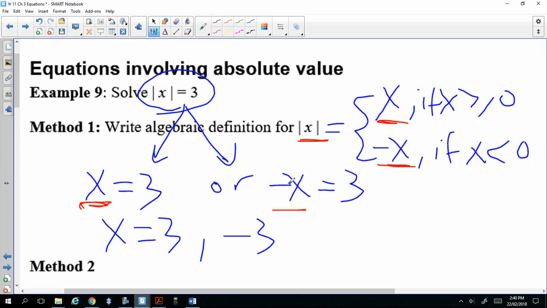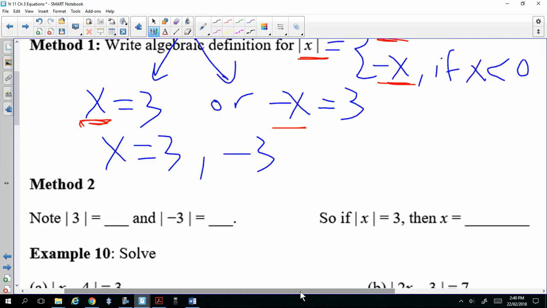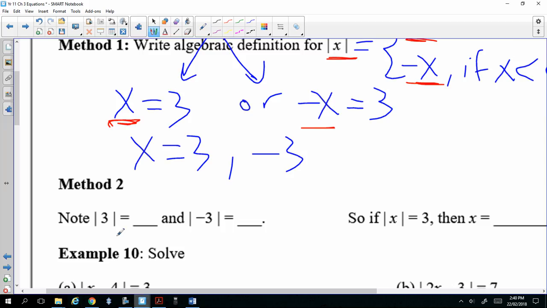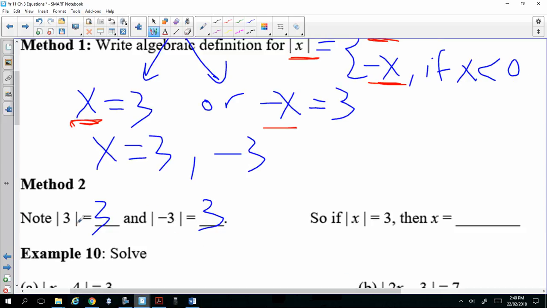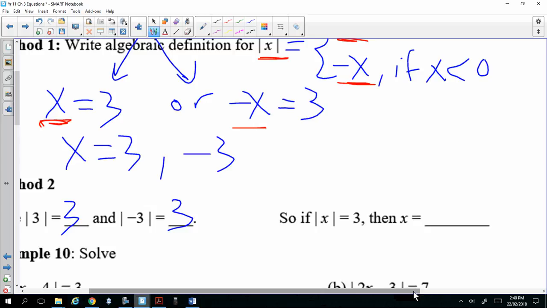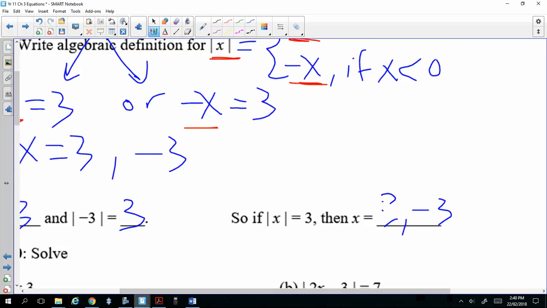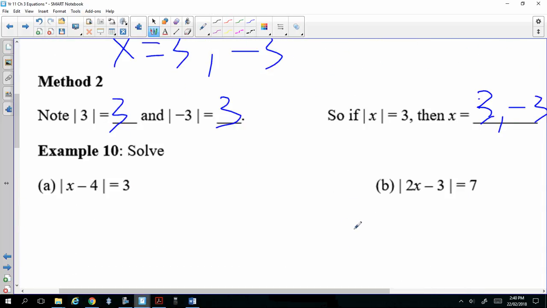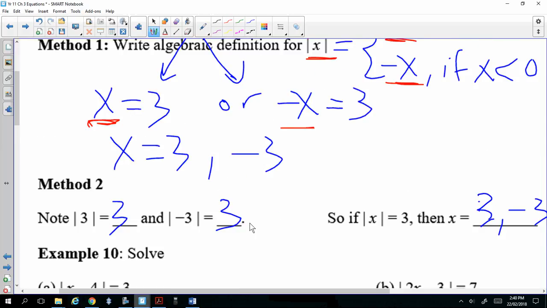So you can do it this way. The other way to do it is you consider the two numbers: the absolute value of 3 is 3, and the absolute value of negative 3 is also 3. So in both cases, when you substitute 3 into this equation, I get 3. If I substitute negative 3 into that equation, I also get 3. That means x can be 3 or negative 3. Okay, good. Alright, so we'll probably prefer method 2 because it's much shorter.